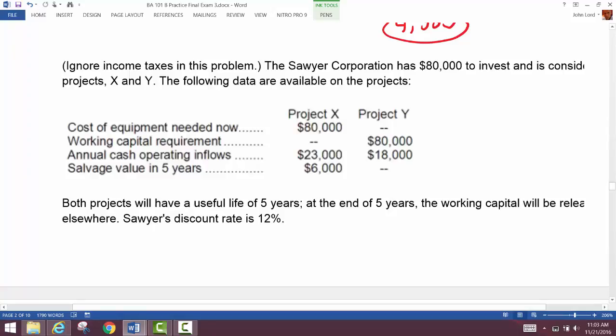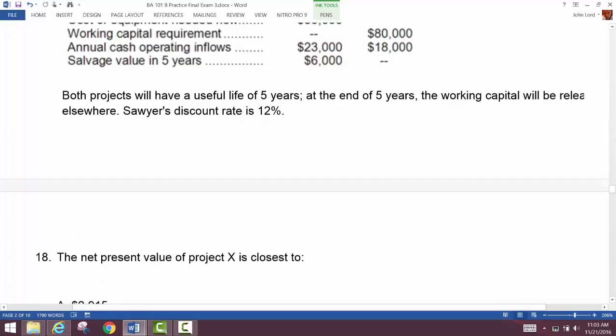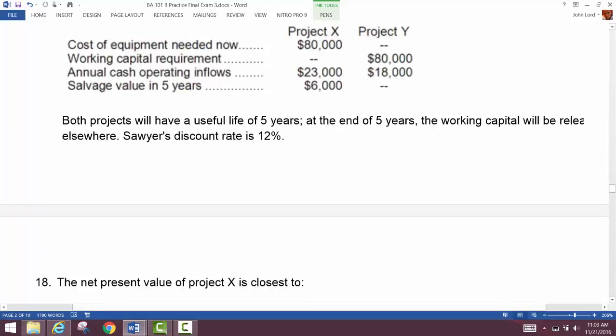Okay, so let's take a look at this Project X, Project Y. Both projects will have a useful life of 5 years. At the end of 5 years, the working capital will be released elsewhere. Sawyer's discount rate is 12%. So we've got a couple of projects, and they want the net present value of project X.